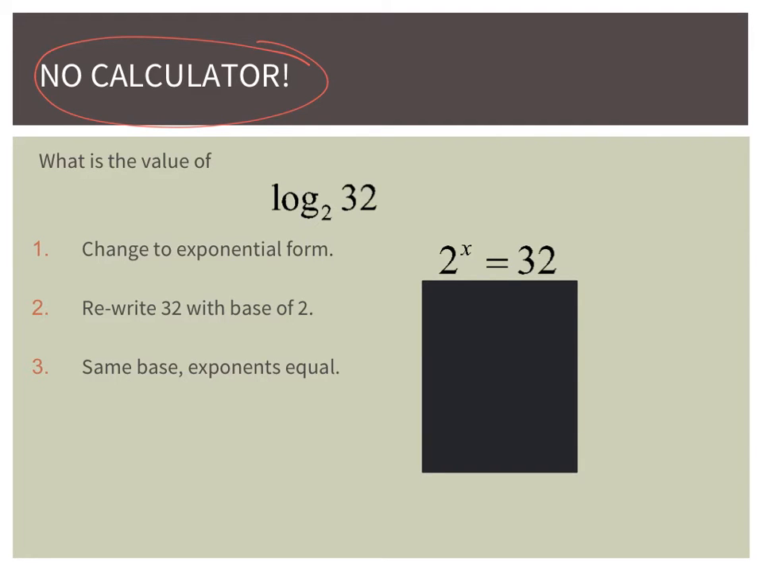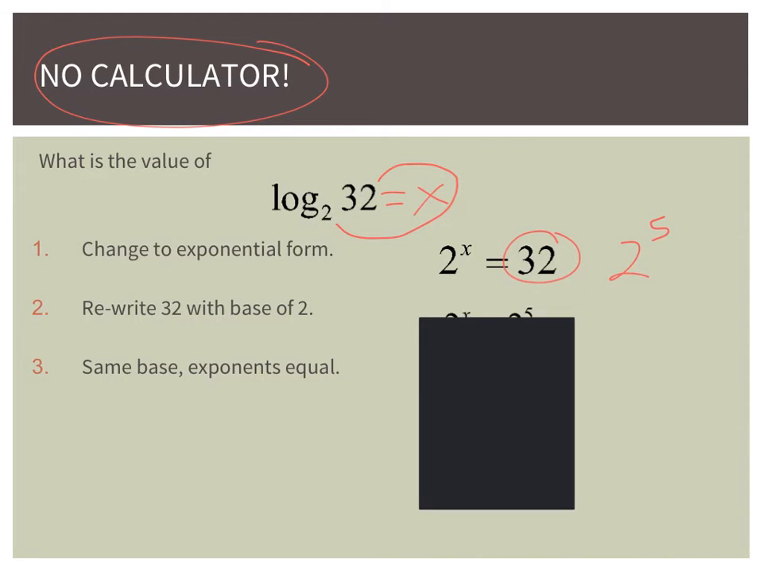So 2 to the x, pretend you're setting this equal to x, so 2 raised to the x equals 32. Okay, well, maybe we could figure something out here now. What if I were to change 32 into something like 2 to a power? So 2 to what power equals 32? Well, that would be 5. So now what I have is 2 to the 5th equals 2 to the x.